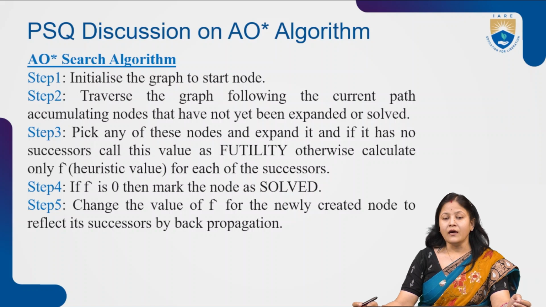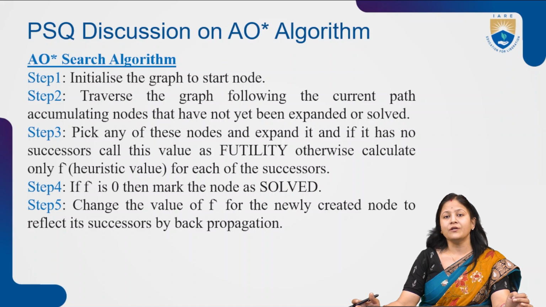AO* algorithm is a type of informed search algorithm which is used for problem reduction. Especially, it is also used in game playing. What is the meaning of problem reduction? If the problem is too complex, then it will be very difficult to solve using a simple search tree. So in that case, we can go for the AO* algorithm, which not only gives a single solution, it can give multiple solutions. So out of multiple solutions, we can recognize which one is the optimal one.